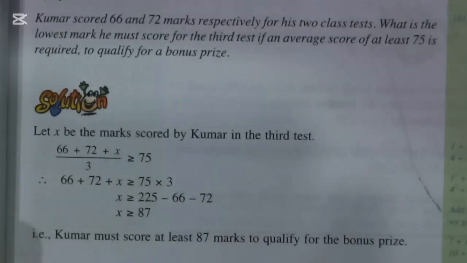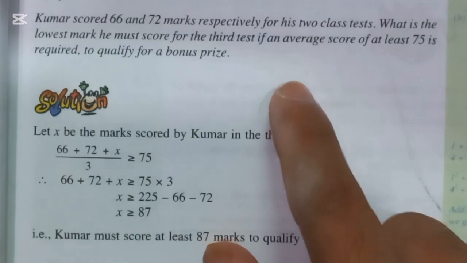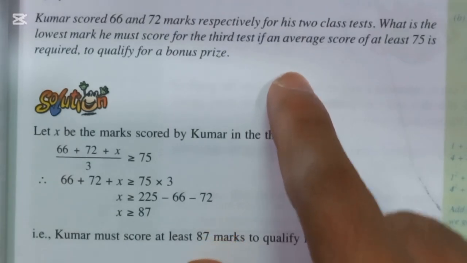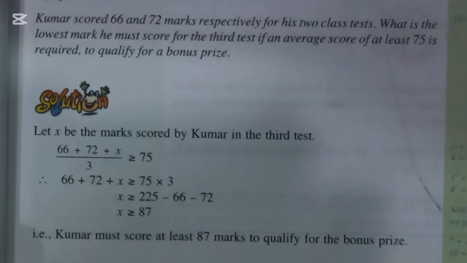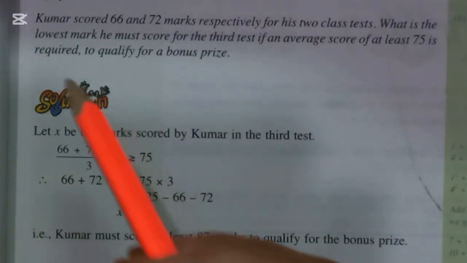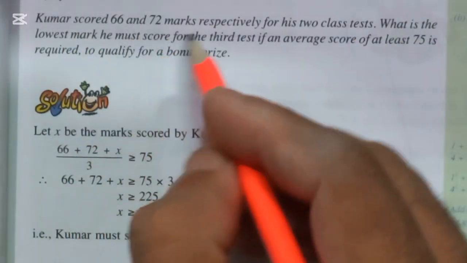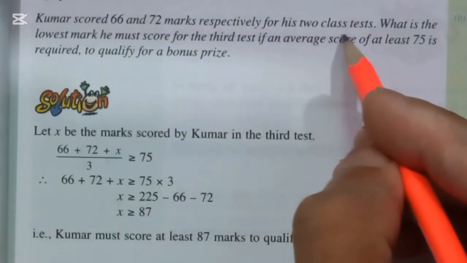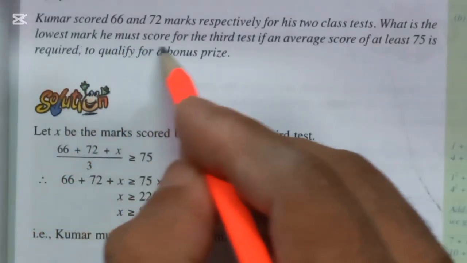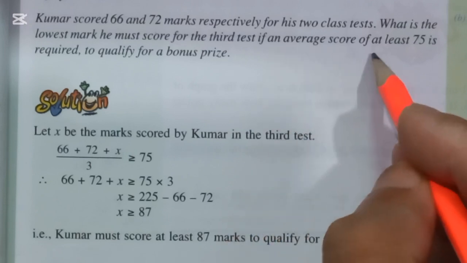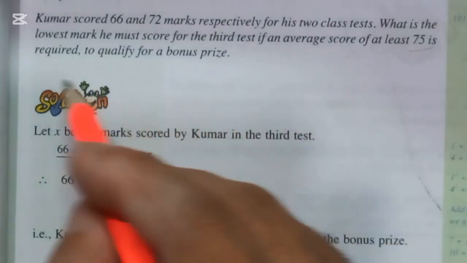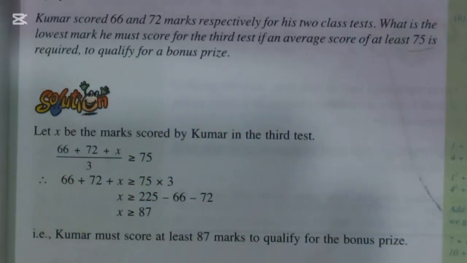Now we are going to do some problem solving questions involving linear inequalities. So the main thing in problem solving is if you are able to read the statement correctly and then make the equations, then you will be able to solve the questions. So look now. Kumar scored 66 and 72 marks respectively for his two class tests. What is the lowest mark he must score for the third test if an average score of at least 75 is required to qualify for a bonus prize?